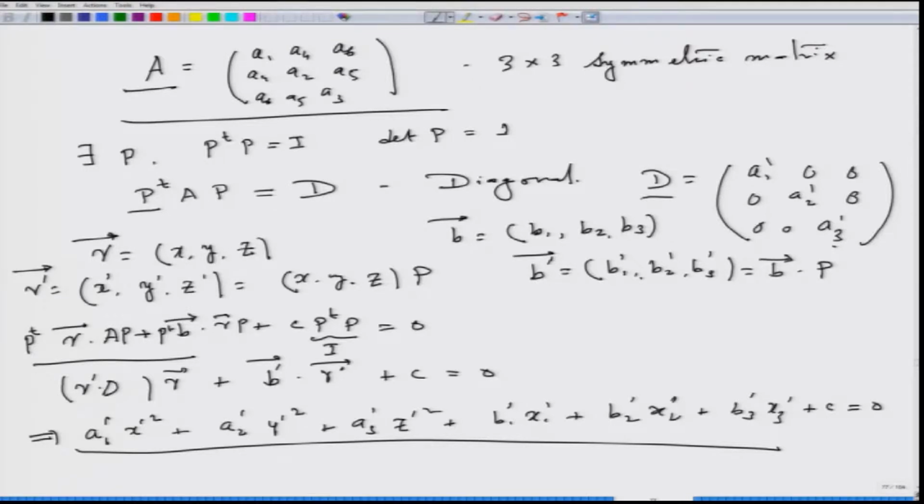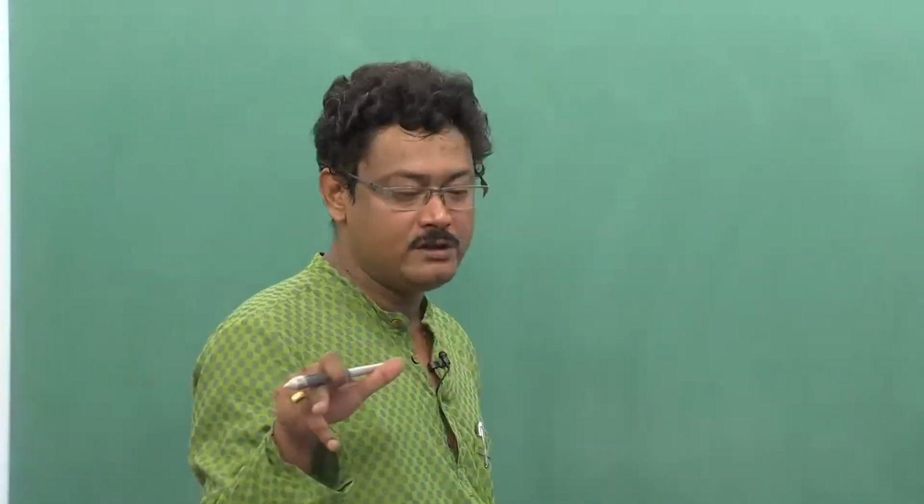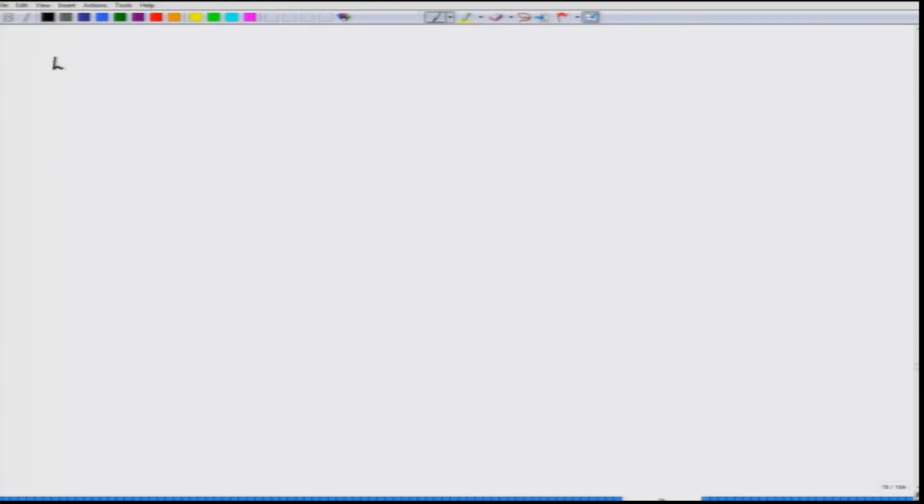I have applied some rigid motion in R3, because multiplying with an orthogonal matrix, P is orthogonal, P transpose is orthogonal, multiplying with an orthogonal matrix will give you a rotation around 0. So, that is a rigid motion of R3. So, by a rigid motion, that is a rotation around origin, I have reduced the original equation of the quadratic surface to this one.